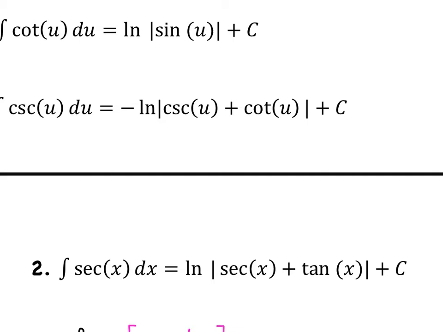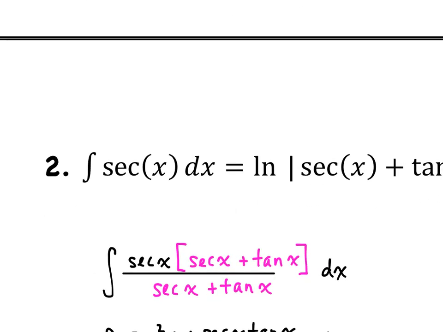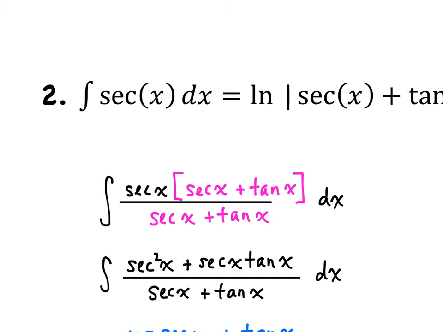The next proof is proving that the integral of the secant of x dx is equal to the natural log of the absolute value of secant plus tangent plus c. This one's a little less straightforward than number one. What we're going to do is multiply the numerator and the denominator by secant plus tangent. I'm not changing the value in any way whatsoever; we're simply helping ourselves out a little bit. If I distribute the secant to that numerator, we are left with this portion right here.